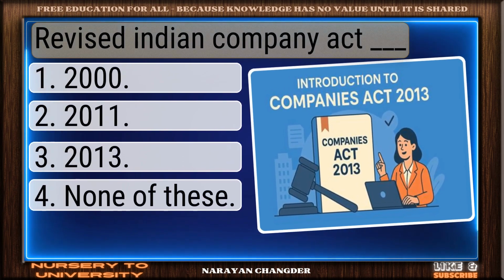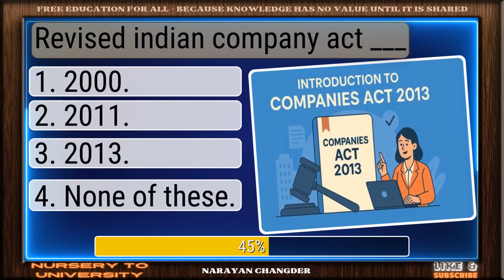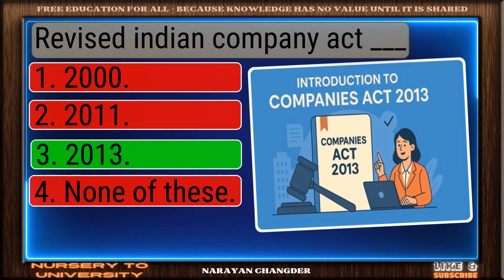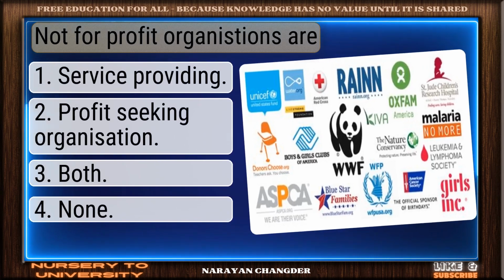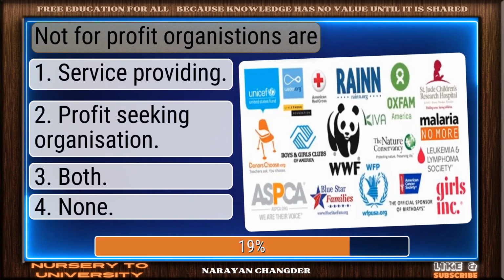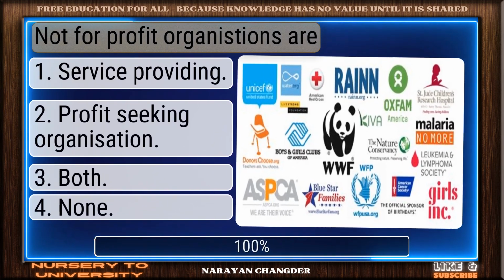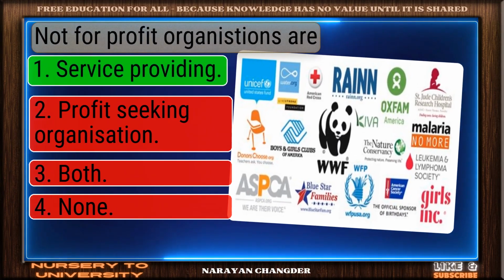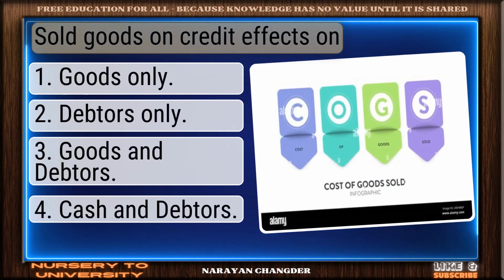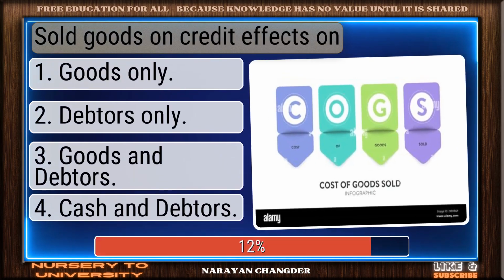Revised Indian Companies Act dash. Well reasoned. 2013 is the correct choice. Not-for-profit organizations are. You got it. Your choice service providing is right. Sold goods on credit effects on.